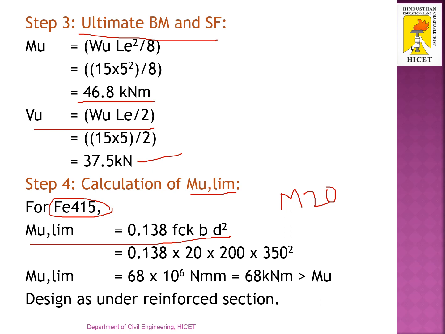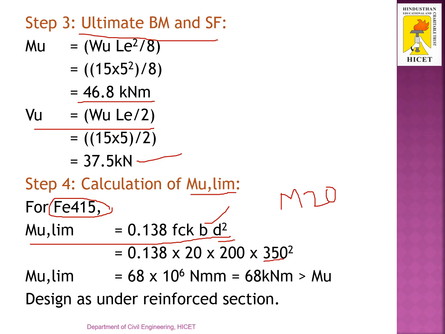So for M20 grade of concrete, the FCK value is equal to 20 Newton per mm square. So all the values we have to substitute in terms of mm. B is equal to breadth of the beam is equal to 200 mm. D is equal to effective depth is equal to 350 mm.